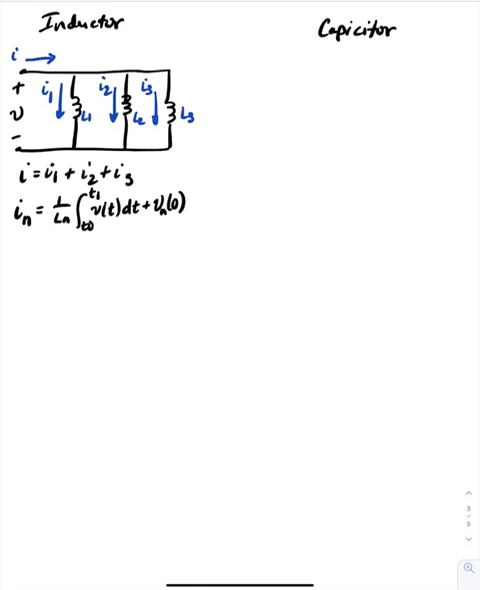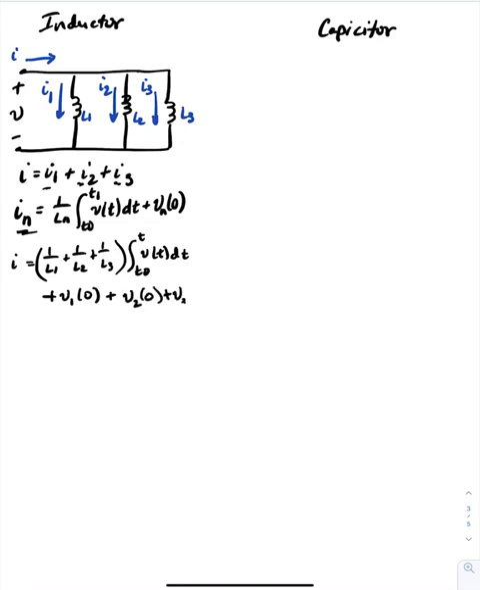Okay, so if we plug this equation into each one of these, I is equal to 1 over L1 plus 1 over L2 plus 1 over L3 times the integral from T0 to T of V of T dt plus I1 initial plus I2 initial plus I3 initial. That should be current, not voltage.